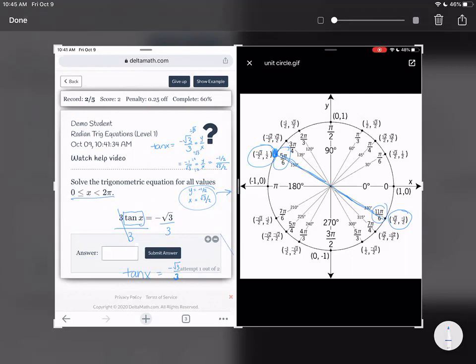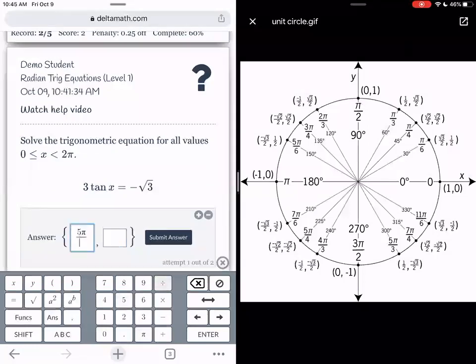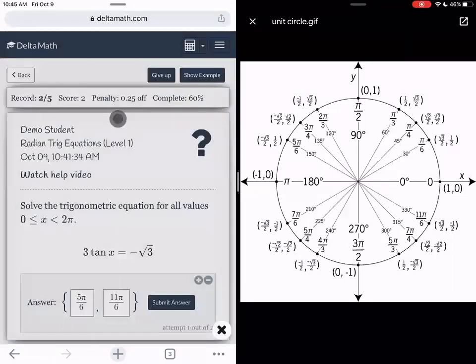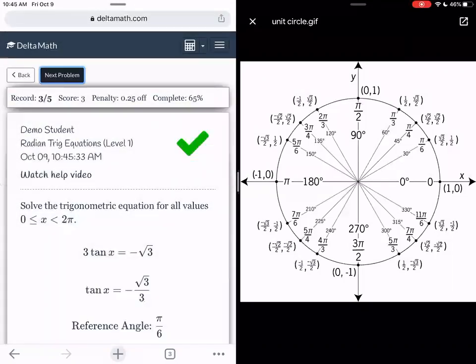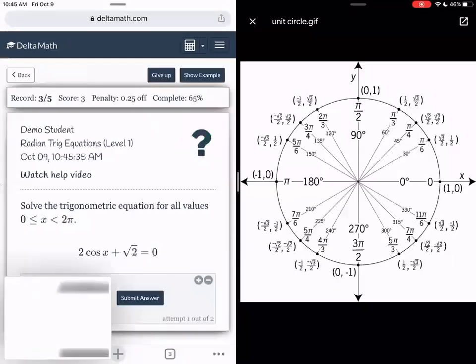Okay, any questions on this one? 5 pi over 6 and 11 pi over 6. Let's do one more, I guess. Okay, this one looks crazy. It's okay. We're going to do it together. We'll get through this.